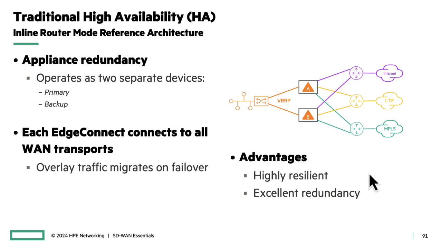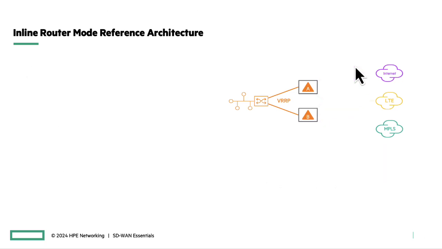This architecture is an alternative to our Edge HA architecture, which we'll describe on the next slide, and is typically used with data centers or large sites. While traditional HA offers excellent redundancy, it can be much more expensive because it requires WAN-side switches or routers, and each appliance needs its own IP address to connect to each WAN transport.